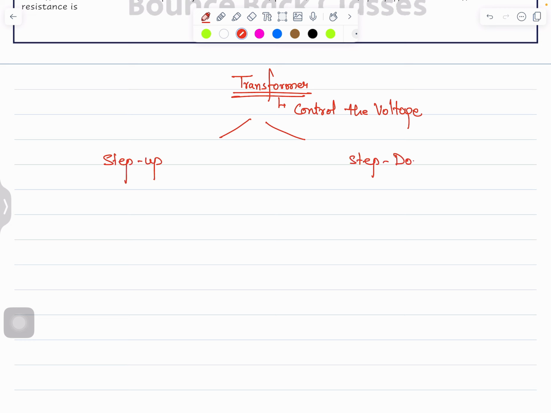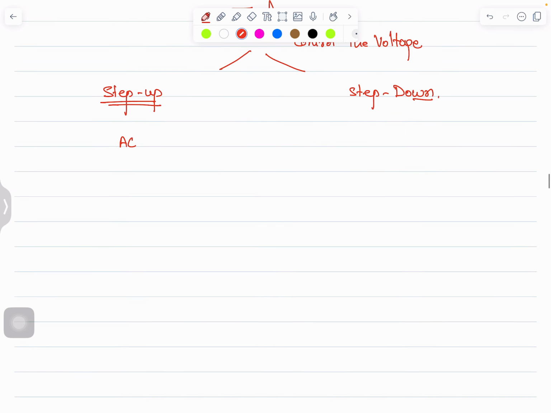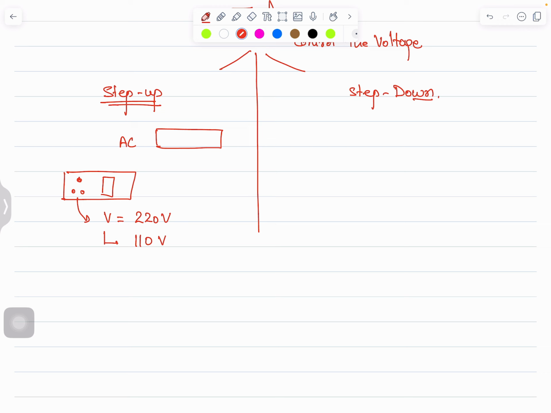See guys, let's say you need to run the AC. At your home, in your circuit, let's say this is the circuit point, and this is the switch. From this, how much voltage is coming out? Generally 220 volt is coming out, and in a few countries it is 110 volt. But let's say this is your AC and you need to run it. How much voltage do you need? Just think, definitely more than 220 volts.